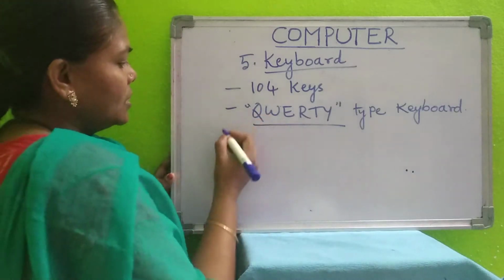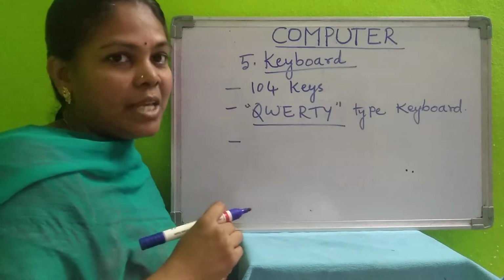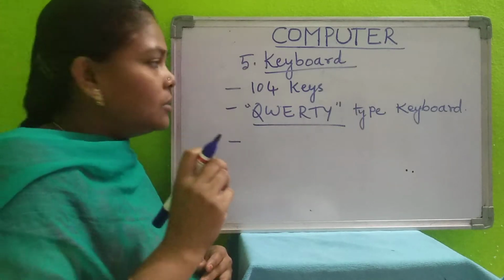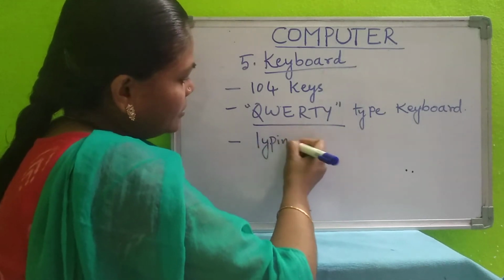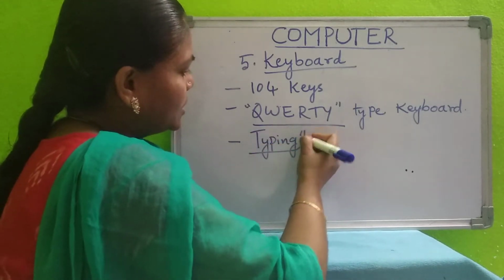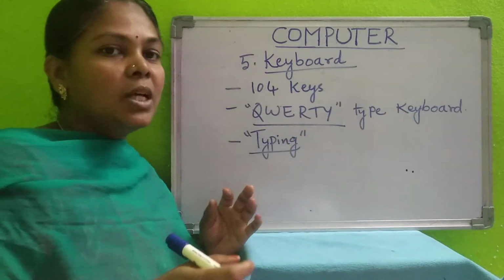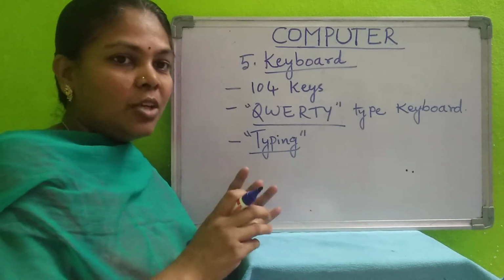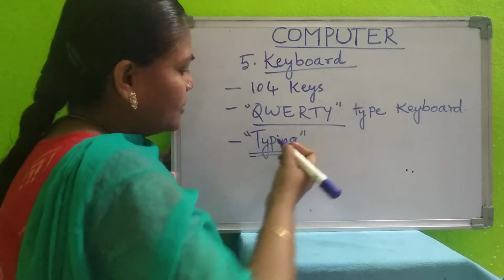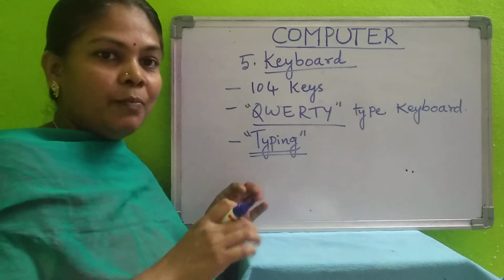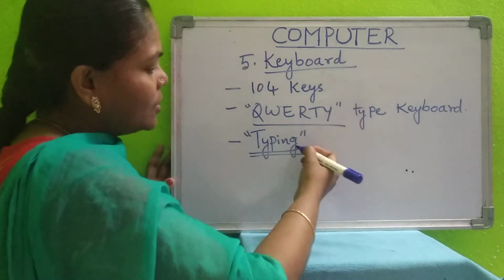Okay. And what is the use of keyboard? Keyboard is used for typing. So writing from keyboard is called as typing. What we are doing there? We are writing from keyboard. We are using the keyboard to write. That is called as typing. Pressing keys on the keyboard to write is called as typing. So we use keyboard to type.